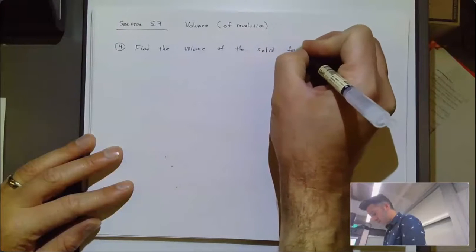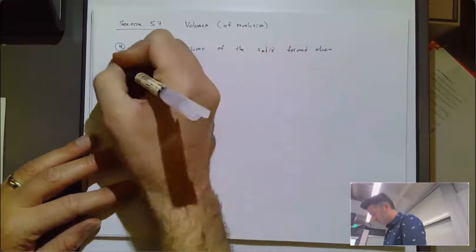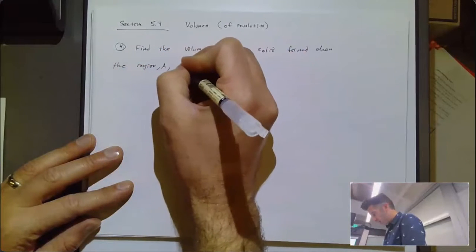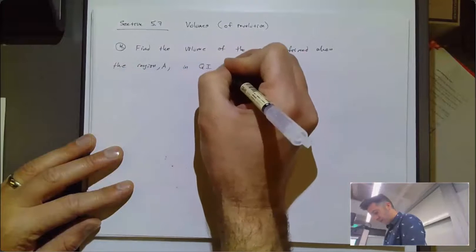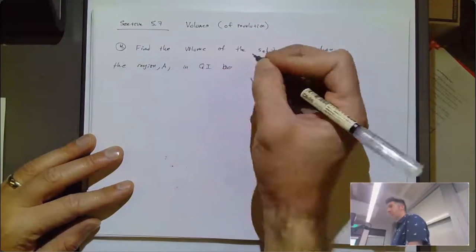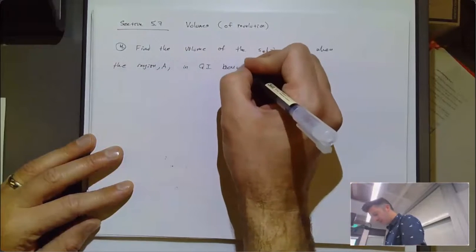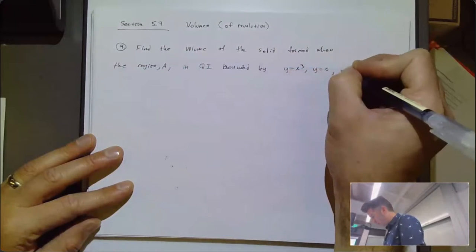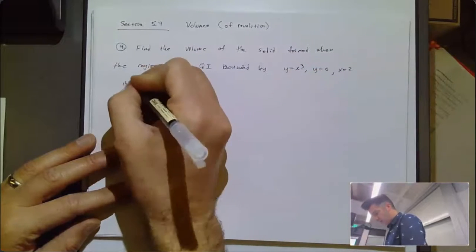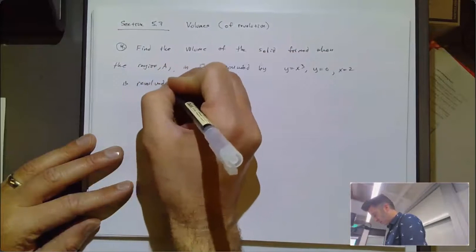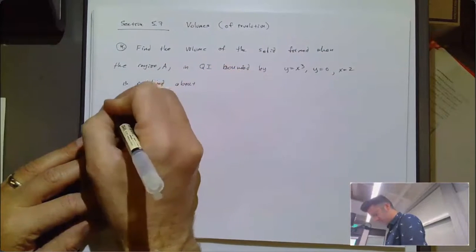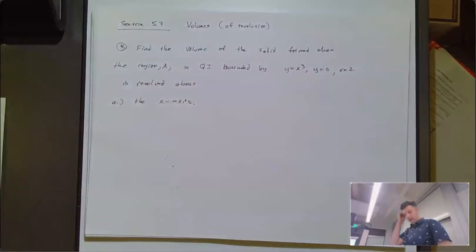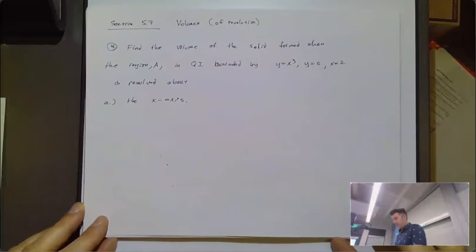formed when the region, which we'll call A, in quadrant 1, bounded, there's a lot of words for these problems. Like there's a lot of, okay, all the things. Bounded by y equals x cubed, y equals 0, and x equals 2 is revolved about the x-axis. Okay, it's a lot of writing, but let's see.